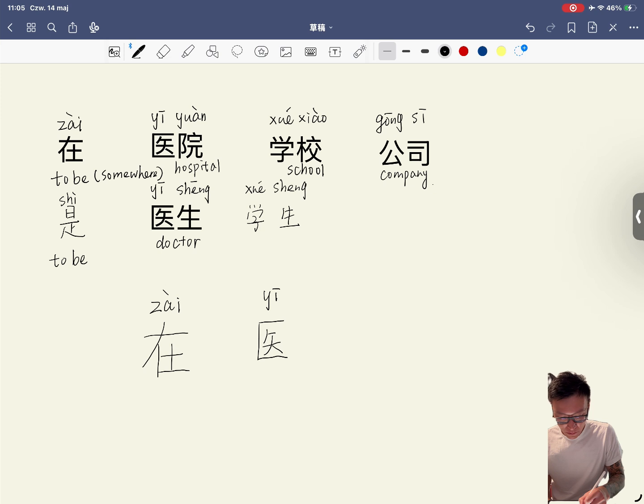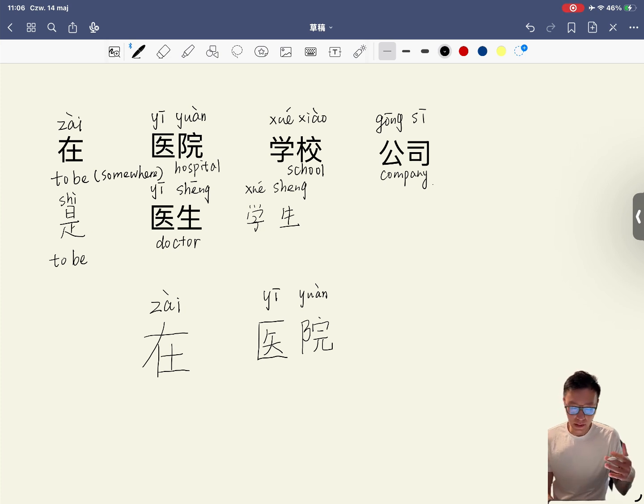And now let's write 院 together. All right. So on the left side, first we write something like a 3, and then a vertical line, and the top of the right part, and the bottom of the right part. Okay, so that's 医院. You can pause the video and write more by yourself.